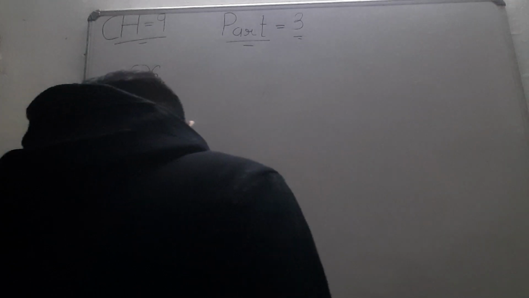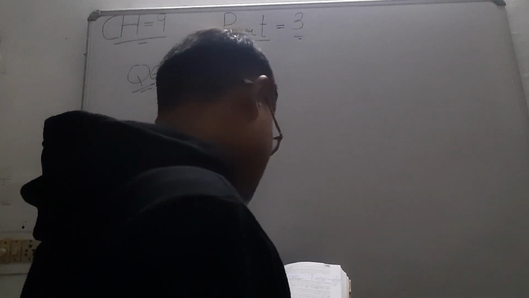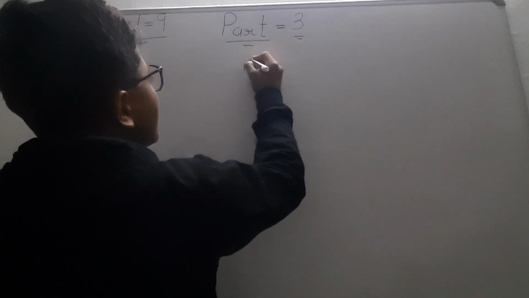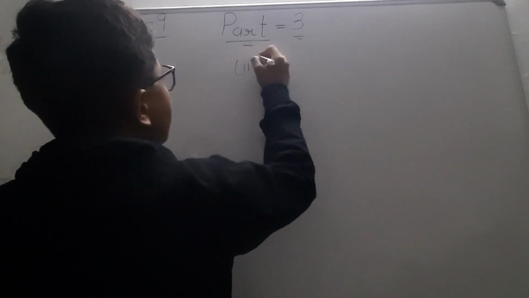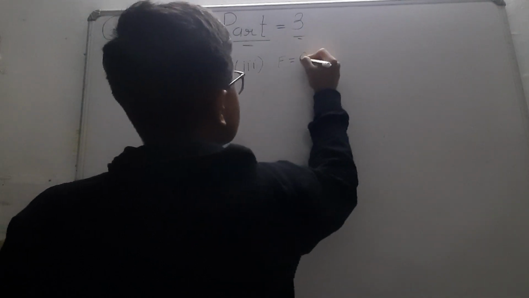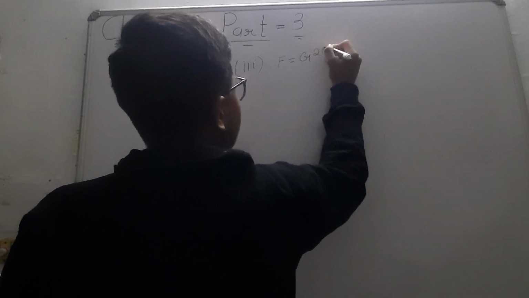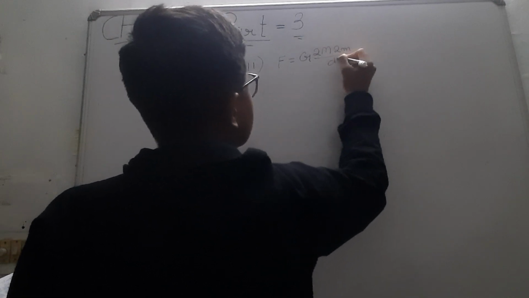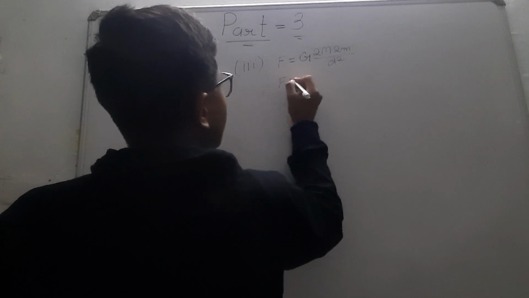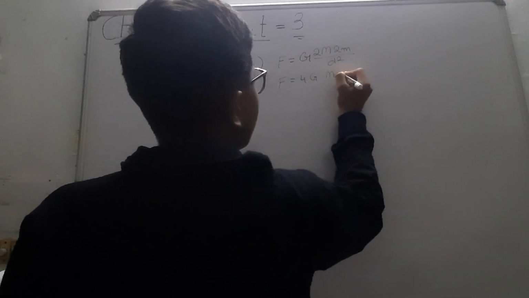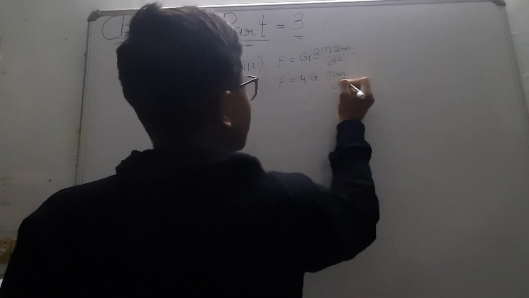What they have told. Okay, sorry. What we are going to take? Part 3. They have told the mass of both the objects. F is equal to G. Both the objects means 2 into m1, 2 into m2 upon d square. F is equal to 4G m1 m2 upon d square.